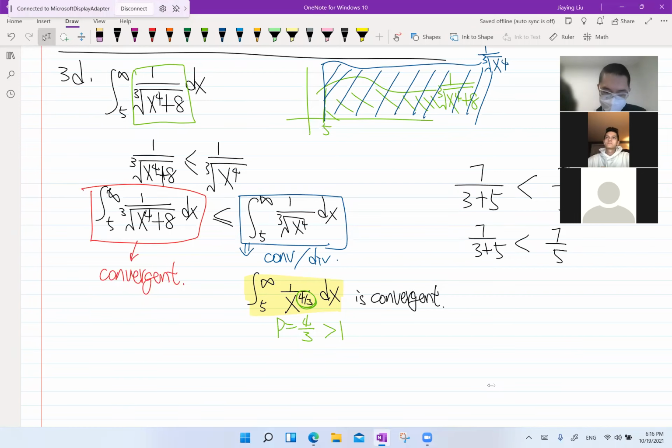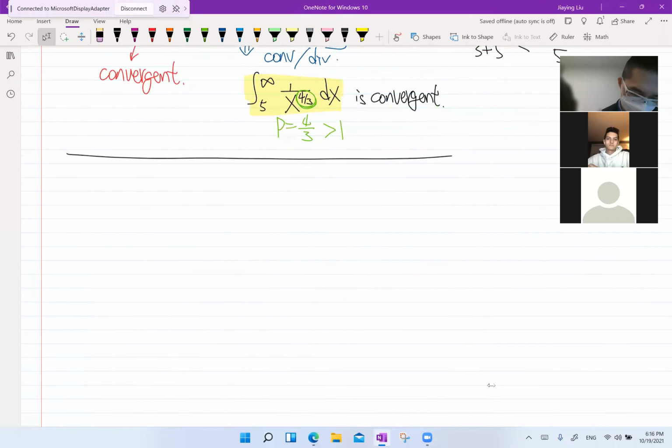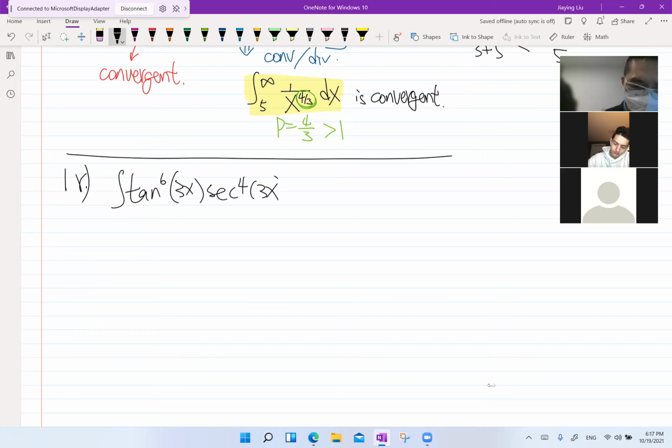All right, there are more questions in the first part, number 1. So 1R here, or also I, okay. Let's see, R. Or you can look at 3A. But let me begin with 1R here. So what do we have? We have the integral of tangent to the 6th power 3x, secant to the 4th power 3x.